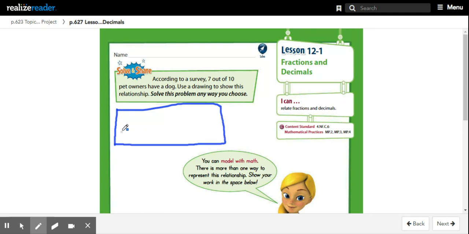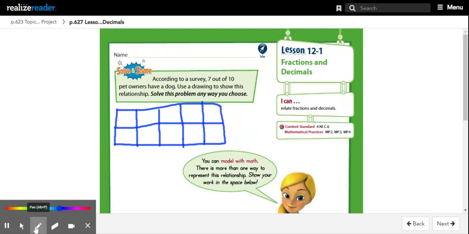Y'all know I'm not a fantastic artist, even in the classroom, so please don't expect me digitally to be a fantastic artist. Okay, so you can see that my grid here is split into 10 pieces. Now, ideally, you would want them to look equal. Mine are a little off, but that's okay.